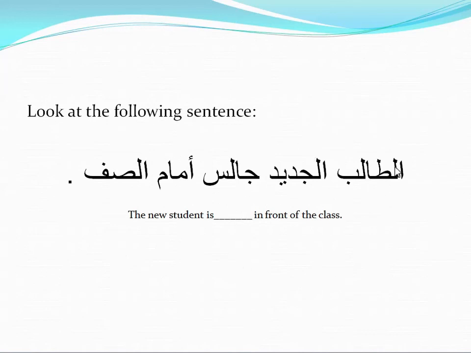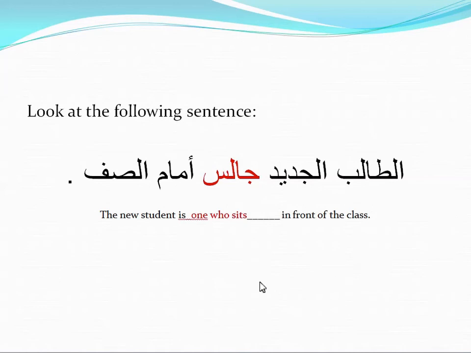So the new student, al-talib al-jadid, is blank amam as-saf. He's doing something in front of the class. Now we look at this word, we know it's an active participle. You can tell, jalis. Furthermore, you can recognize the root, jalasa. You may recognize this root as meaning to sit. So, what it literally is saying, the new student is one who sits in front of the class.